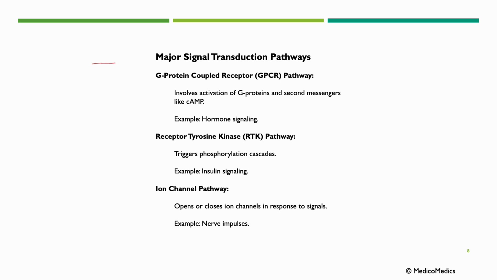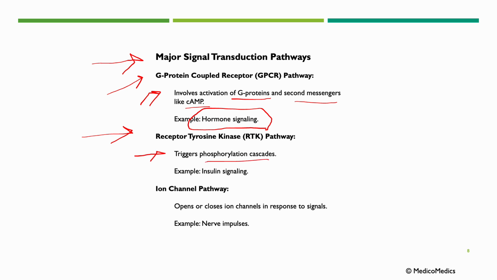Another topic is the major signal transduction pathways. We have, for example, the G protein coupled receptor pathway. It involves activation of G proteins and second messengers like cyclic AMP. An example of this is hormone signaling. Another one is the receptor tyrosine kinase pathway. It triggers phosphorylation cascades. An example of this is insulin signaling.